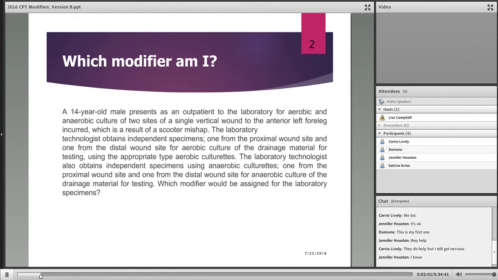And specifically for this one, it would be the second laboratory test after the first one, I should say. I'm tongue-tied this evening. So 91 is correct.